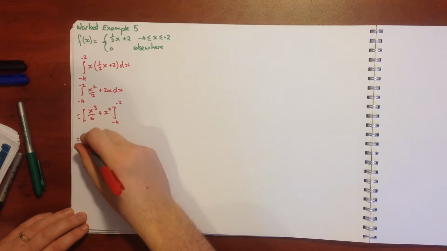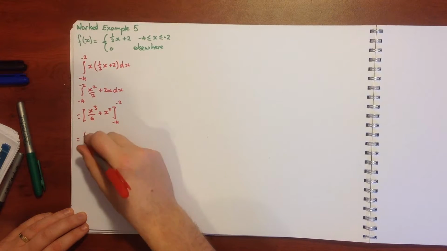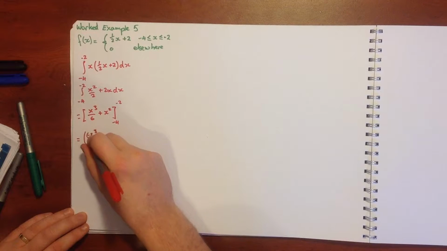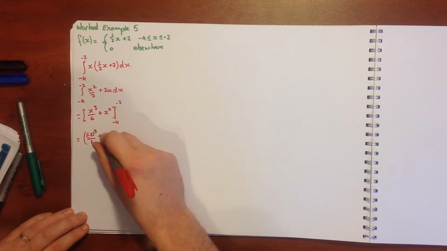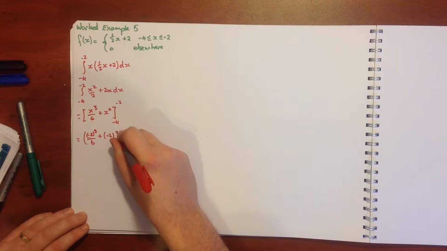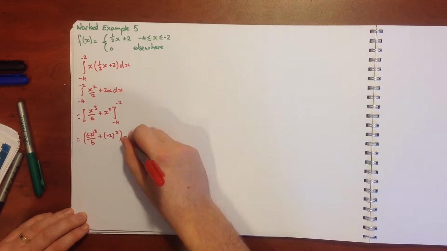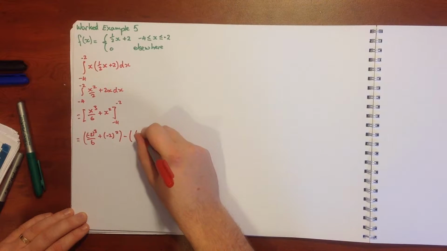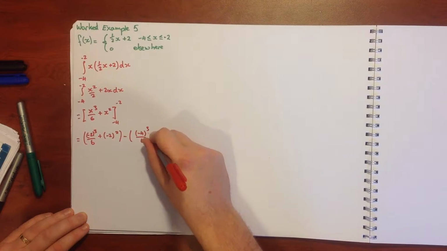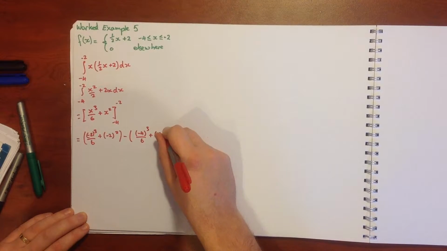Which means we would be minus 2 cubed on 6 plus minus 2 squared, minus negative 4 cubed on 6 plus negative 4 squared.